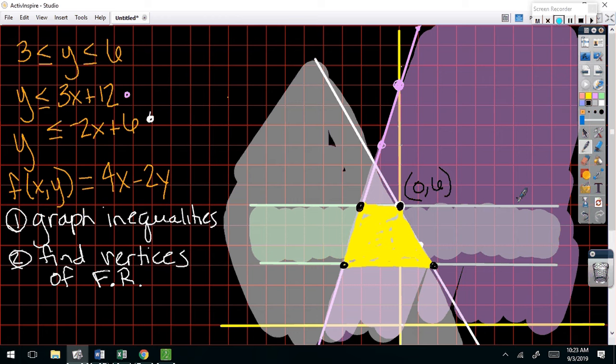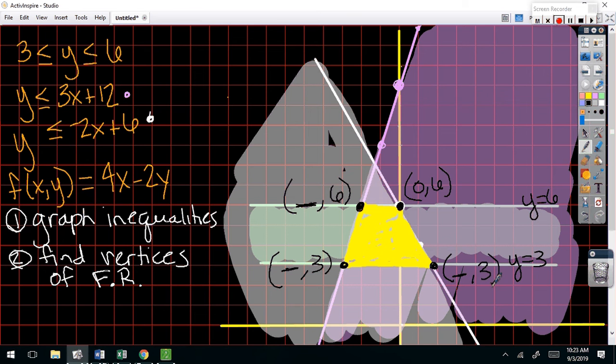This line is y equals 6, and this line is 3. That means anywhere on that line, which this point is on, the y is going to be 6, so I don't know the x. And here the y is going to be 3. I don't know the x. Same thing here, right?